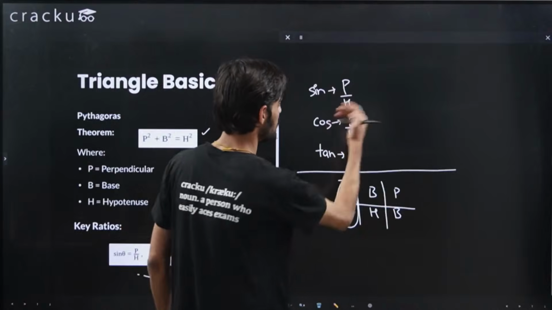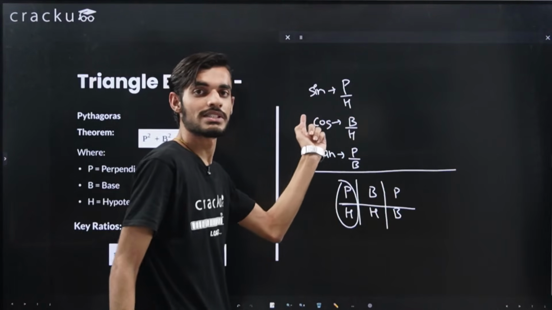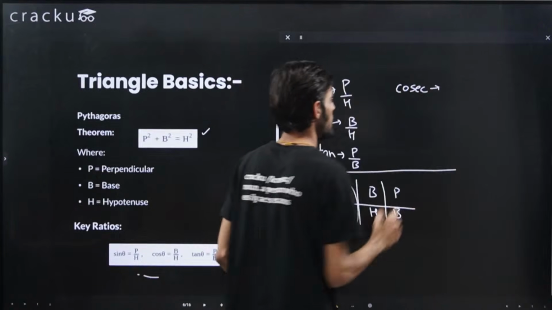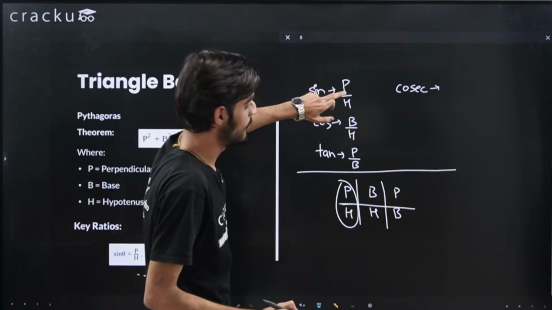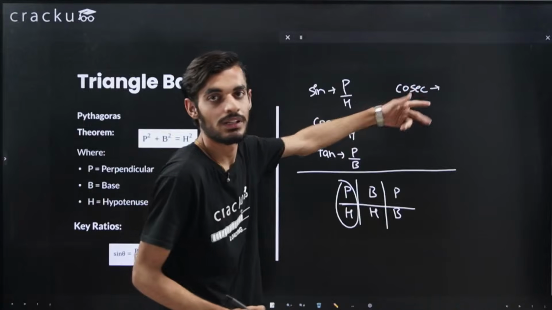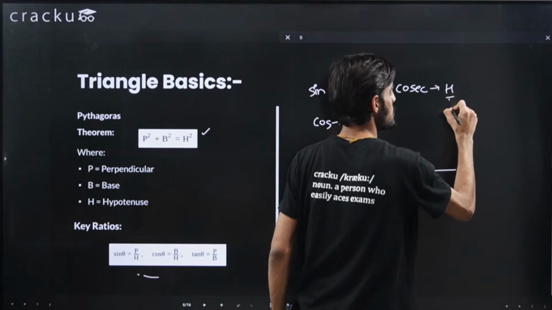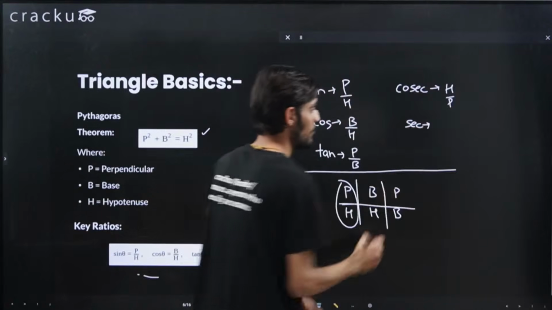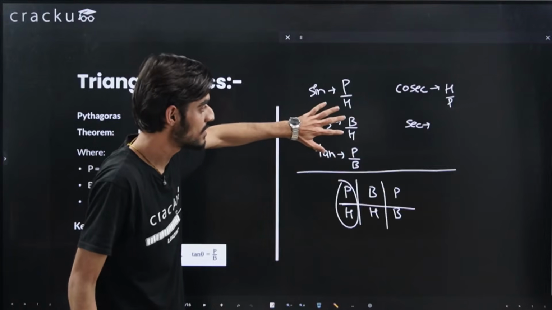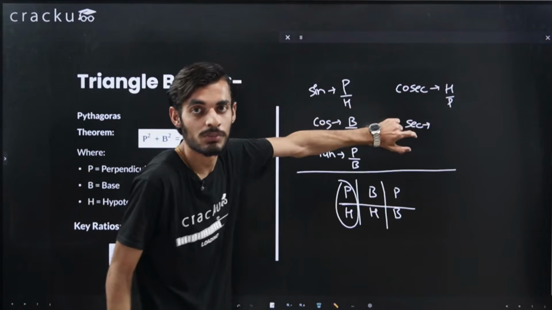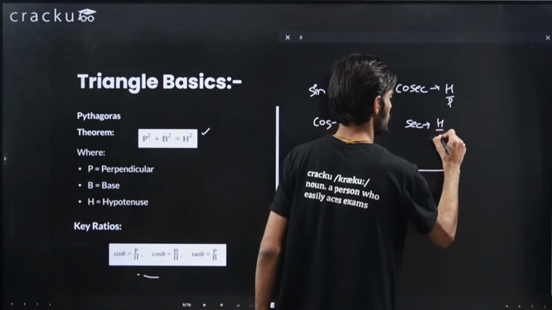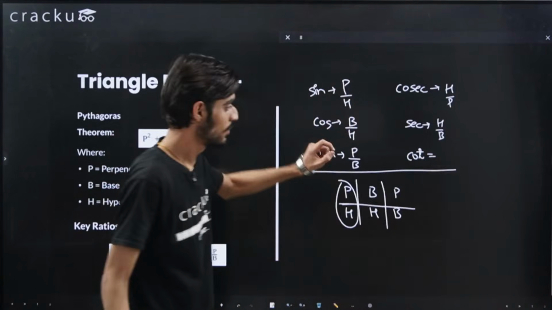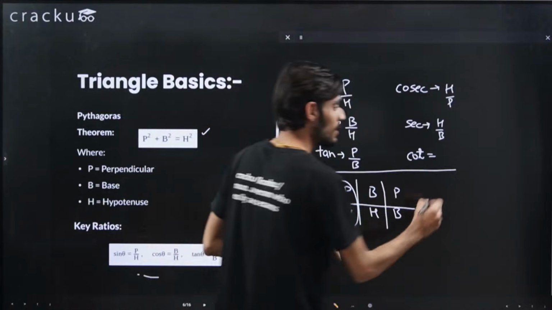Okay, and also because there are 6 identities and the reciprocal of sine is cosec, we can write cosec is equal to just the reciprocal of it. So it is p upon h, so this will be h upon p, because sine is equal to 1 upon cosec. Here sec is just the reciprocal of cos. Because this is base upon hypotenuse, this will be hypotenuse upon base, that is h upon b. And for tan, the reciprocal is cot. So this will be equal to base upon perpendicular. Okay.